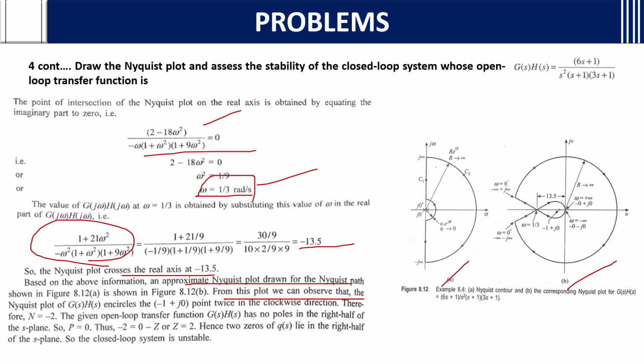As N equals minus 2, you will get Z equals 2, which means 2 poles are on the right half of the s-plane. So the system is unstable. Why? Because here it is in the clockwise direction, encircling minus 1 plus j0 two times. It means 2 zeros are present on the right half of the s-plane, so the system is unstable. To be stable, the poles should be in the left half of the s-plane.